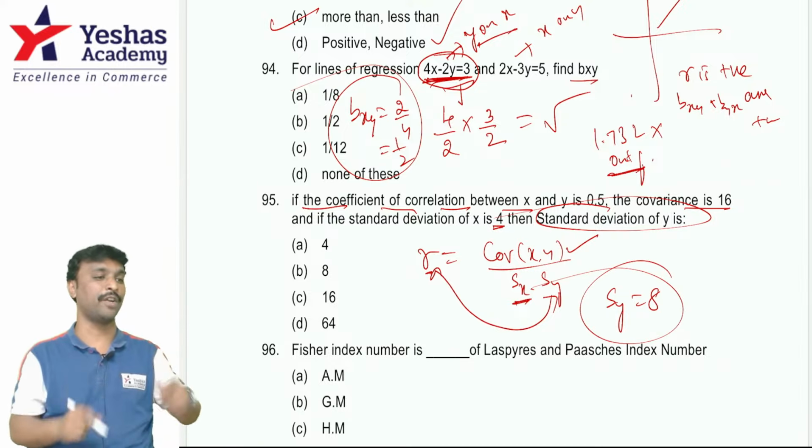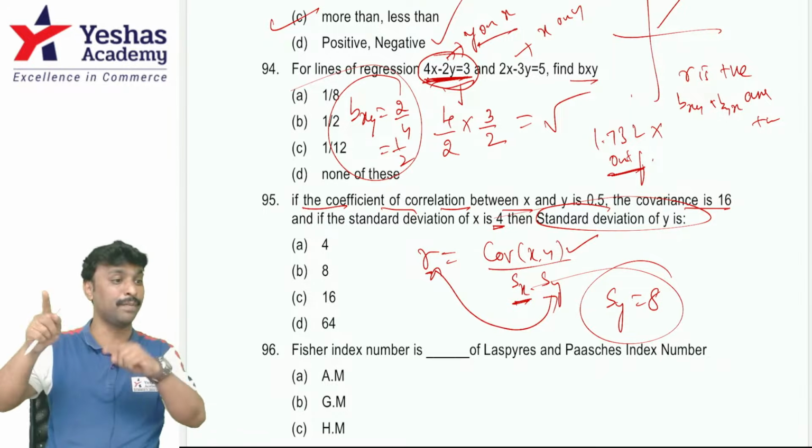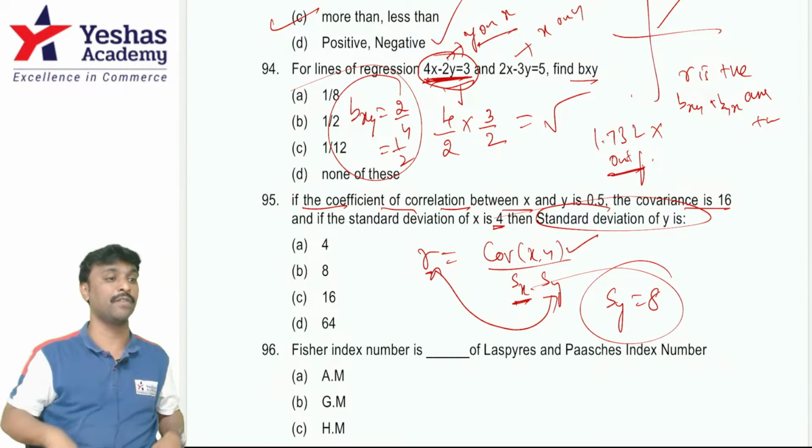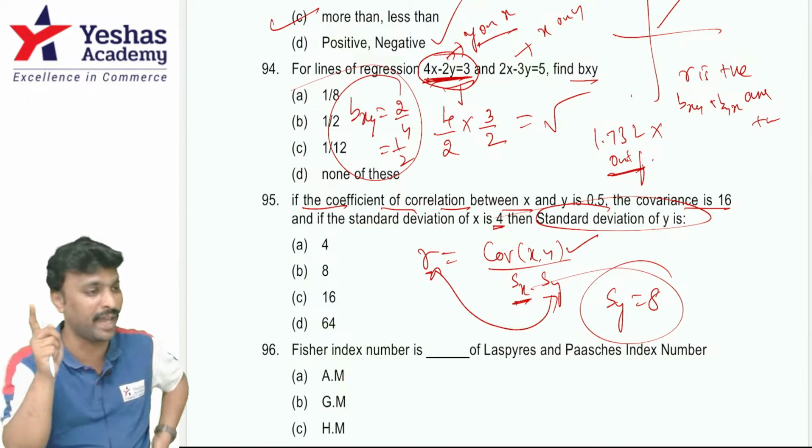Have you understood this modification? What I have done is interchanged the position of r and sy, because what we know is r, what we don't know is sy. So we can cross multiply them. So covariance is 16 divided by sx, that is 4, again divided by r.